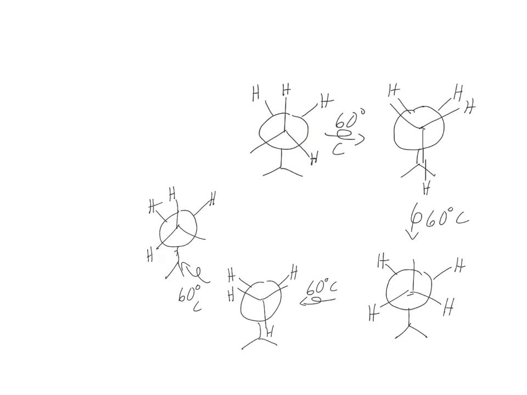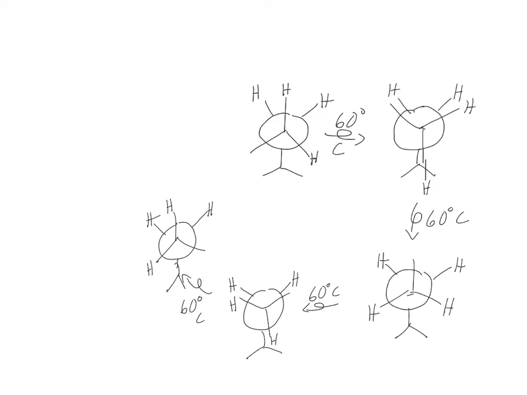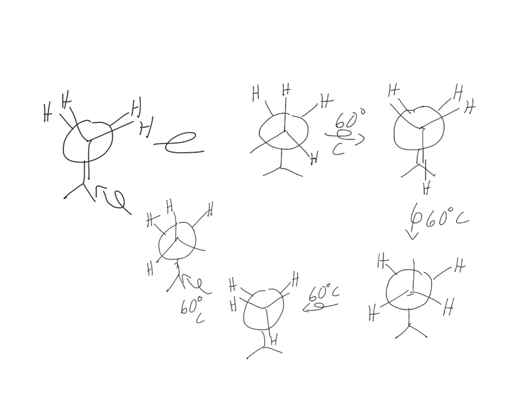Making room for myself. Do another 60 degrees, why not? Why stop now? Can't stop, won't stop. Back carbon didn't change. It was staggered, now it's going to be eclipsed again. I think we are now officially all the way around. We've made it. And then if we did another 60 degrees, we'd be back to where we started, 60 degrees clockwise. Good. Okay.